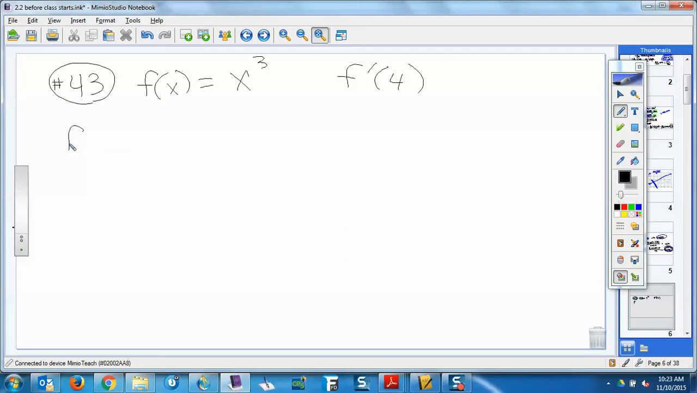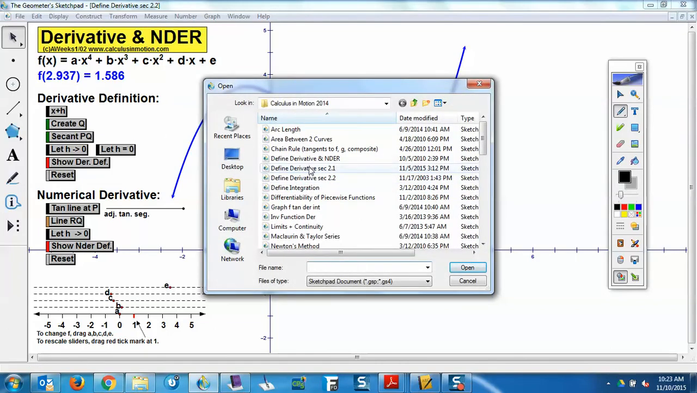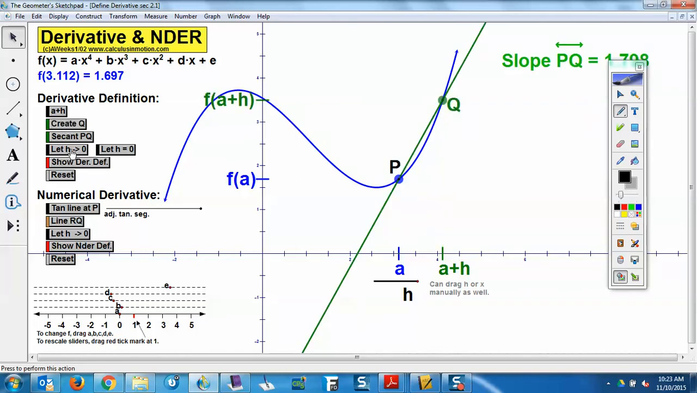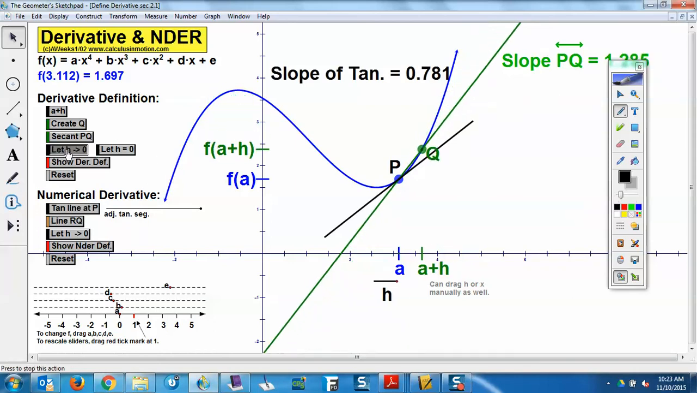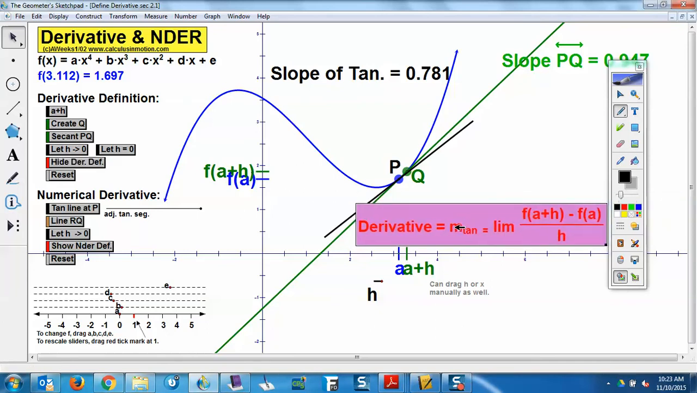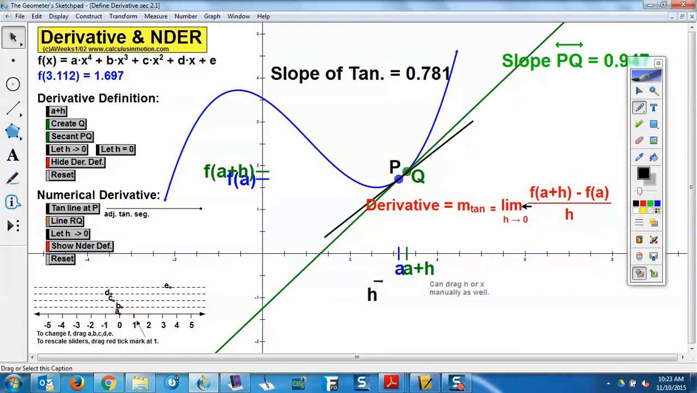So, f prime of 4 according to the definition, and again, if we come back to this, let me open up the one from yesterday. Okay, and if we look at our points here, and there's our tangent line, and as h approaches 0, we have this thing right here, the limit definition. That's the definition of the derivative.